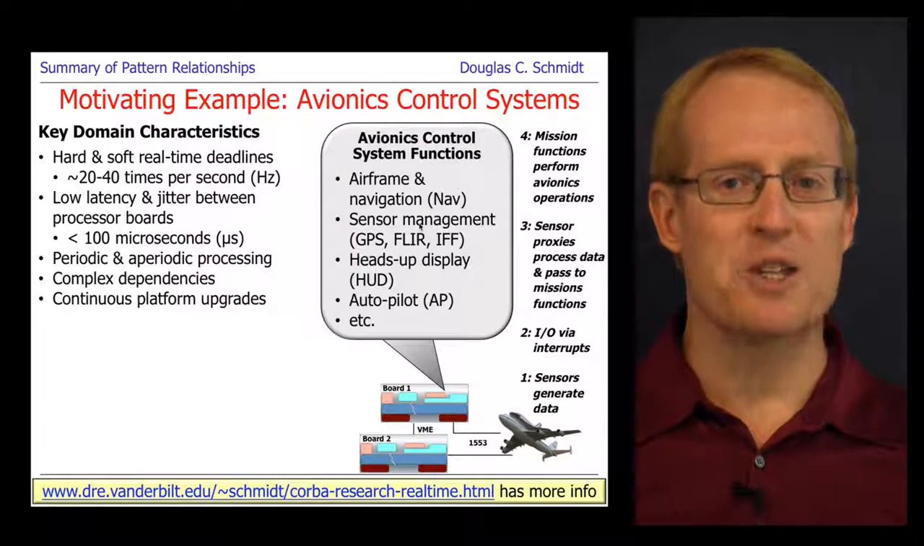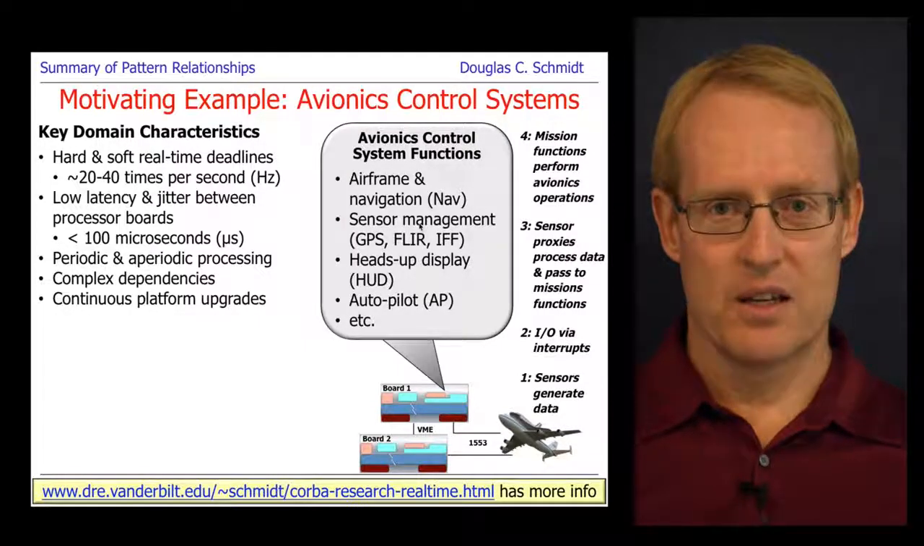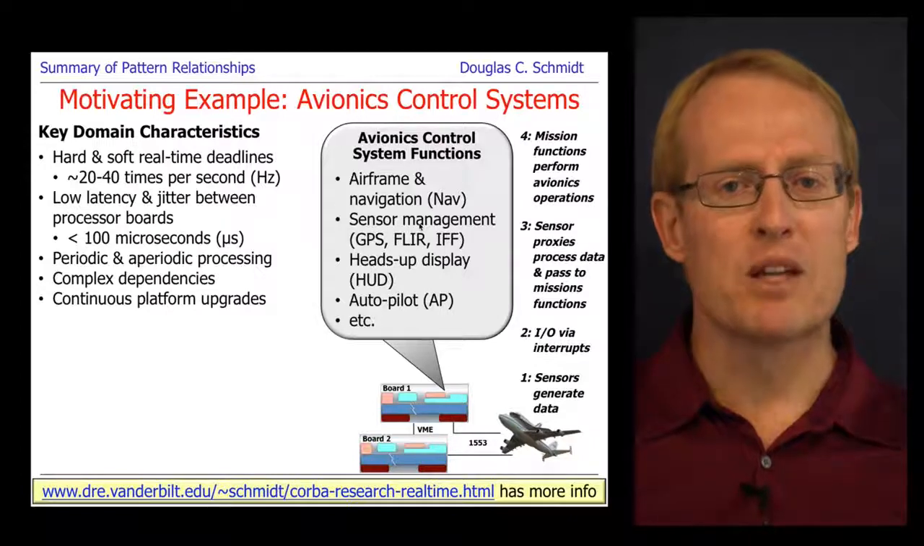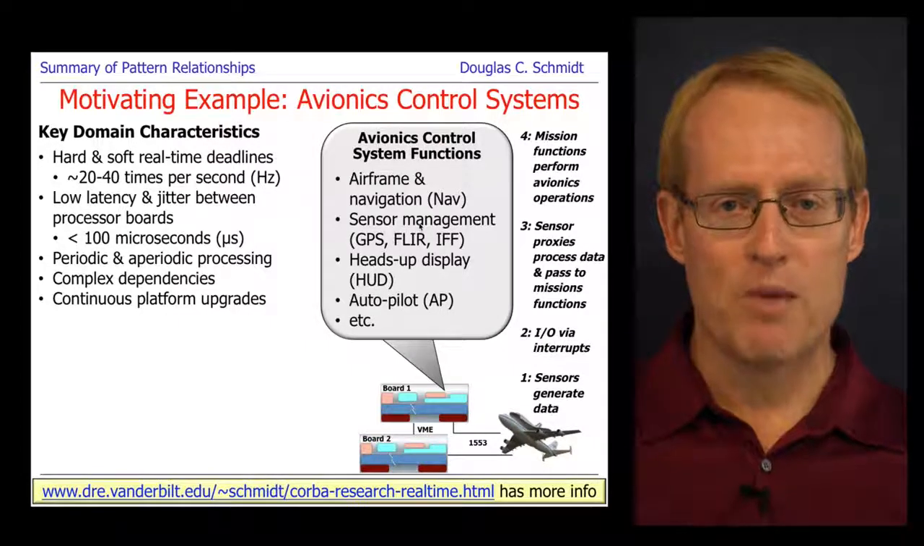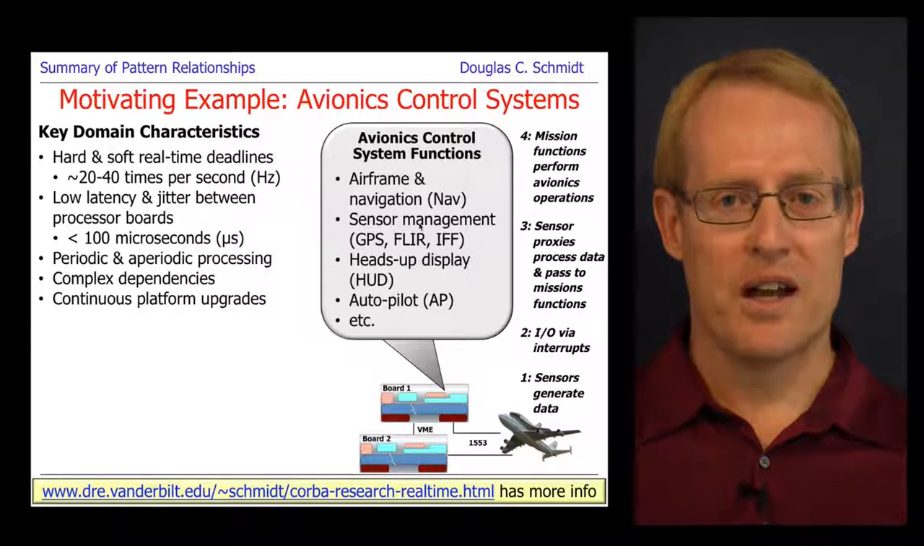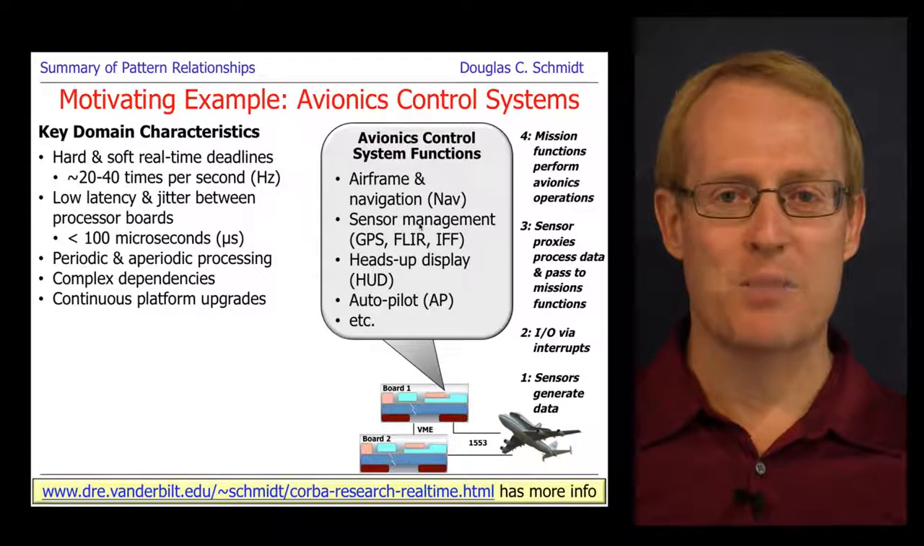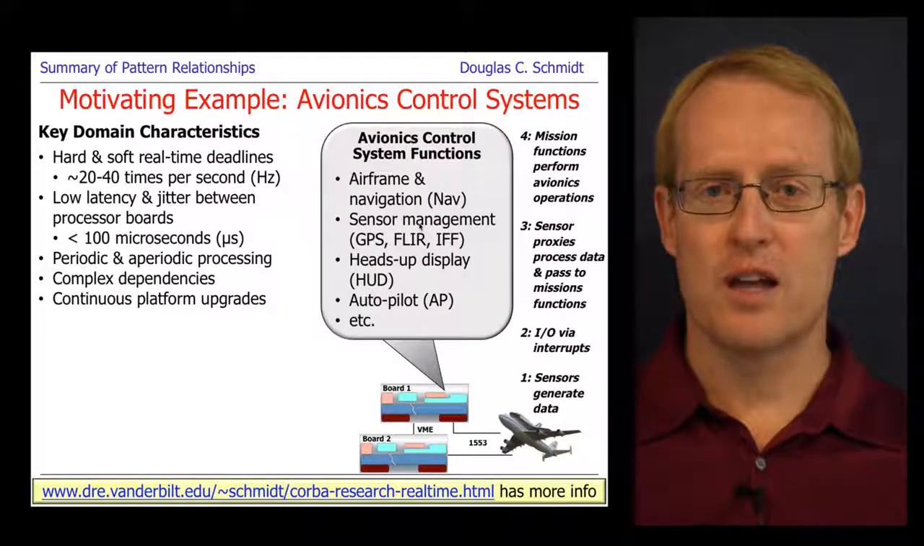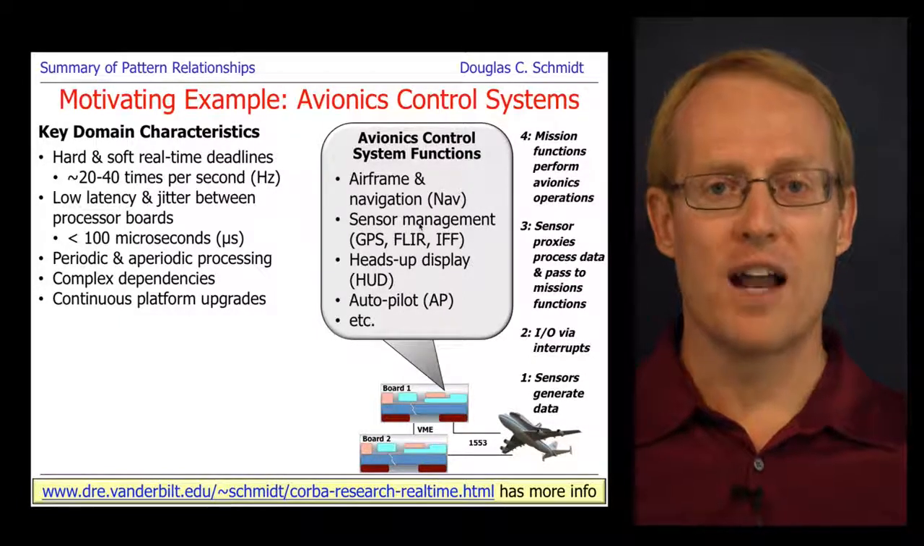You don't have to be an expert on avionics control systems to make sense of what we're about to talk about, but let me give you a little bit of background to help motivate why we're looking at patterns and why we're trying to solve particular sets of problems in this domain. So some of the key domain characteristics of an avionics control system are the following.